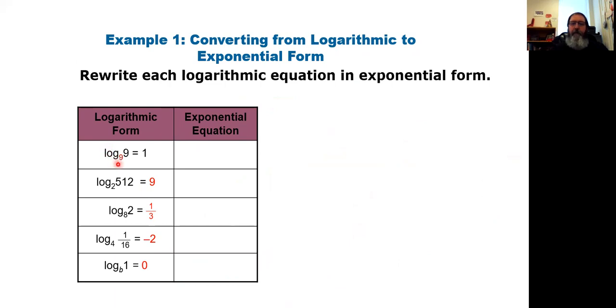So log base 9 of 9 equals 1. How would I write that in the exponential form? We would write it like this: 9 to the power of 1 equals 9. The base becomes the base of the exponential term. Remember, logarithms are exponents, so the 1 is the exponent. And then this 9, the y, is what this is equal to. And of course, 9 to the power of 1 is 9.